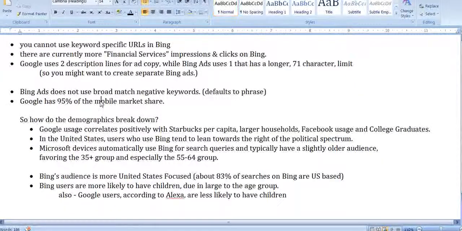And now, what are some other differences here? You can't use keyword-specific URLs in Bing, which means you're going to have to break that out at the ad group level. In Google AdWords, you can set the keyword level to go to specific landing pages. Now, there's currently more financial services impressions and clicks in Bing, so that's definitely one thing to think about. Google uses just 2 description lines for ad copy, while Bing uses 1 that has a longer 71 character limit, so you might want to create separate Bing ads.